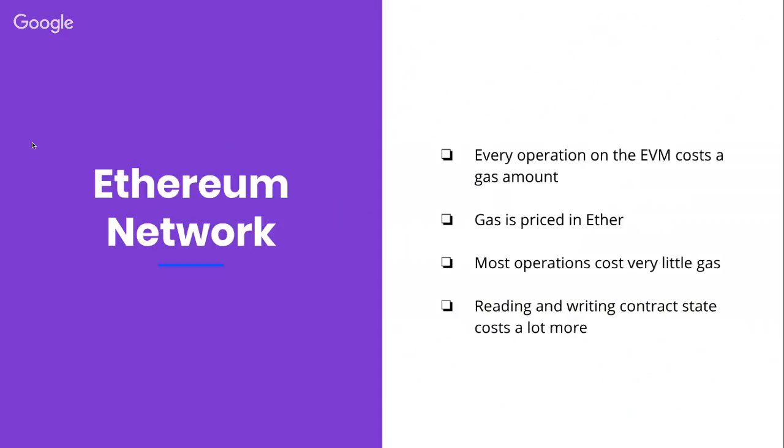Gas means that every operation that runs on the virtual machine costs some amount of it, and it's priced in Ether. So every instruction has a gas cost, and this gas cost is multiplied by the gas price that is charged in Ether. So you will have to pay Ethereum for every instruction that you run on a smart contract. Most operations cost very little gas, but reading and writing contract state costs a lot more, which means storing data on a blockchain can get very expensive.